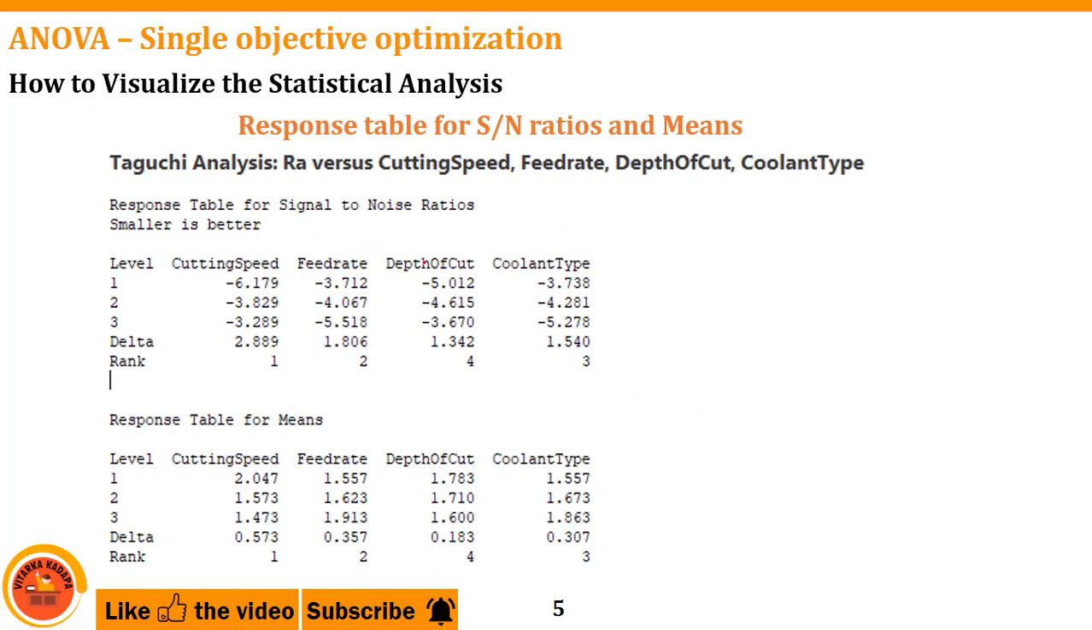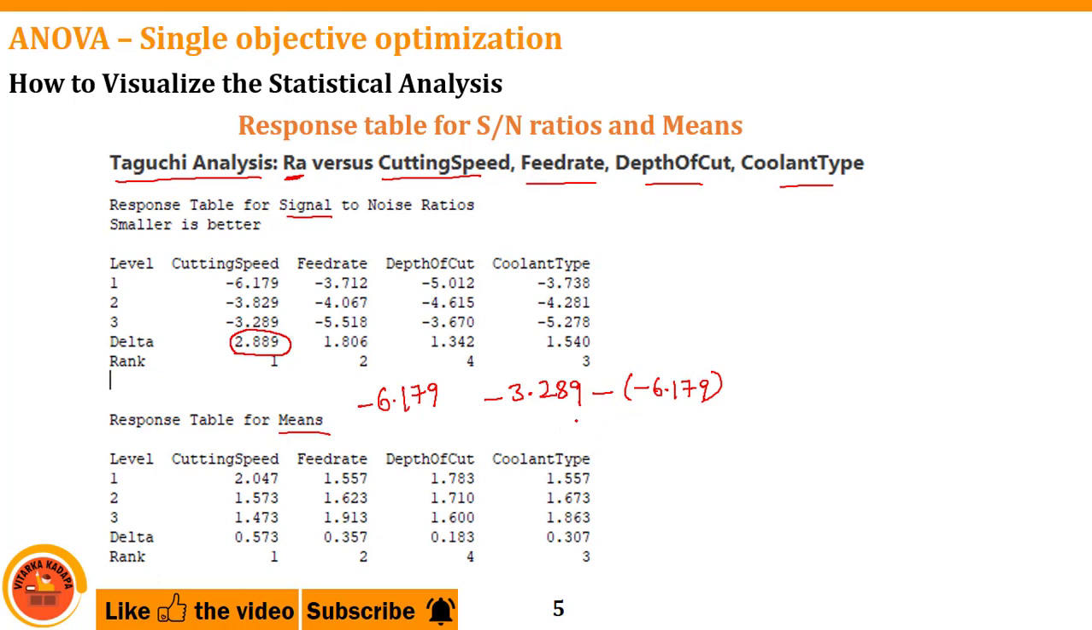So here this is the output which is generated from the Minitab Taguchi analysis, Ra, that is surface roughness versus cutting speed, feed, depth of cut and coolant type, and we are getting the signal to noise ratios and mean graphs like this. Now let me explain this one first, then I will go to how we get the individual terms. See here the delta talks about maximum minus minimum. Here what is maximum? Minus 3.289 is the maximum value, minus the minimum value, minus 6.179. So minus of minus becomes plus, so you will get 2.889. So this is our delta value which we have got here.